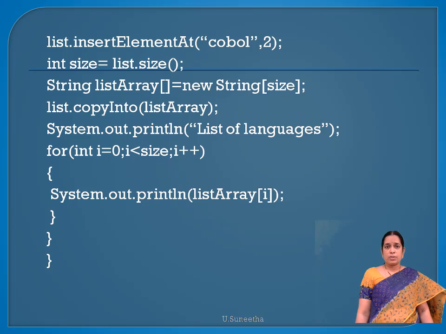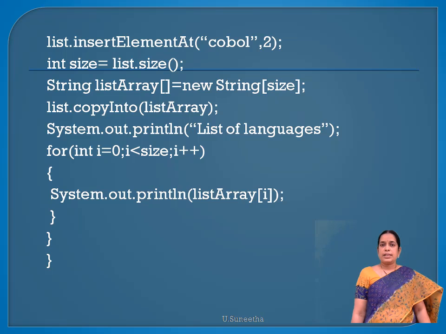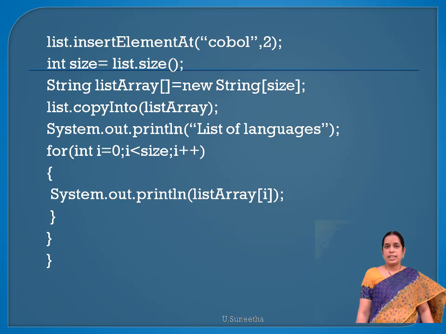Finally, I am printing those elements that are present in the array. For that purpose, we are writing the statements like this. System.out.println("list of languages"). That statement will be printed as it is. Next, a for loop has been used here in order to print all the elements that are present in the array listArray. So all the elements that are present in listArray will be printed. We can run the program as it is in order to get the output.